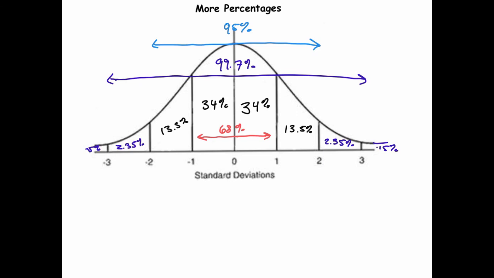So, in the absence of a calculator, you can do some estimation in terms of what percent of data lies within certain standard deviations, as long as you know that a certain data value is precisely 1, 2, or 3 standard deviations from the mean. You can say something pretty exact about its relative percentage.